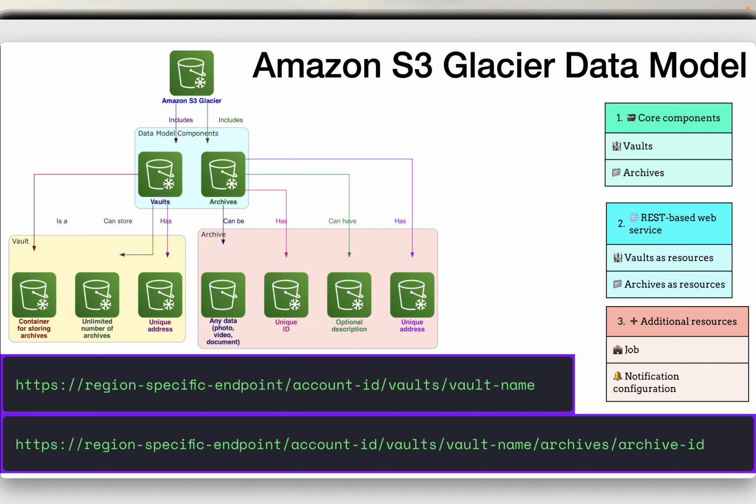Okay, Amazon S3 Glacier data model. So Amazon S3 Glacier data model core components include vaults and archives. S3 Glacier is a REST-based web service. So in terms of REST, vault and archives are the resources. So they are like slash vault and slash archive. So archive is part of a vault. In addition, S3 Glacier data model includes job and notification configuration resources. And these resources complement the core resources. The core are vault and archives, and job and notification configuration are the supplementary REST-based resources.